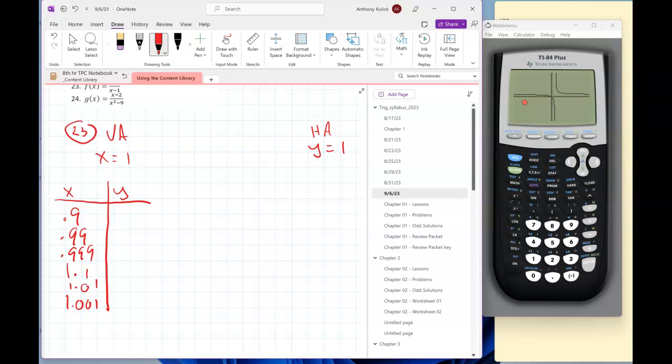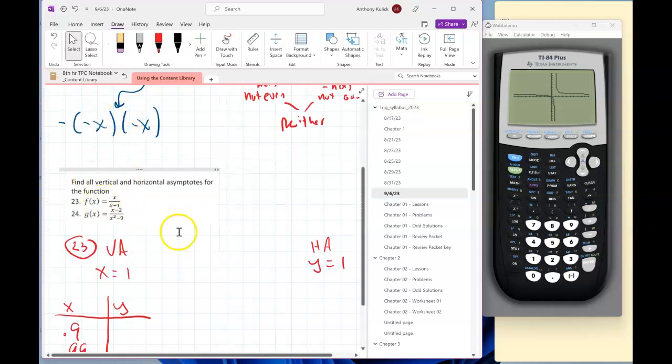So far, so good. And now I'm just going to punch these numbers into my calculator, plugging them in for x.